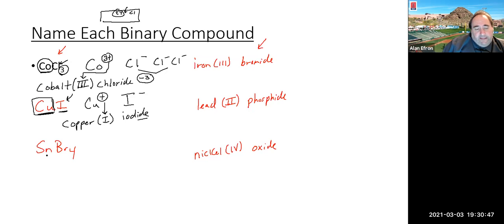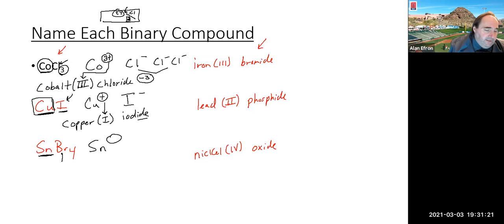Rolling this way, we see Sn, which is tin. And again, if you look for tin on the periodic table, it's not necessarily part of the transition metals. It's actually found kind of in this area, below the staircase here. And some of those guys below the staircase, which are metals like tin, lead, bismuth, antimony, they also have a variety of charges, or variable charges. So they are treated very much like transition metals.